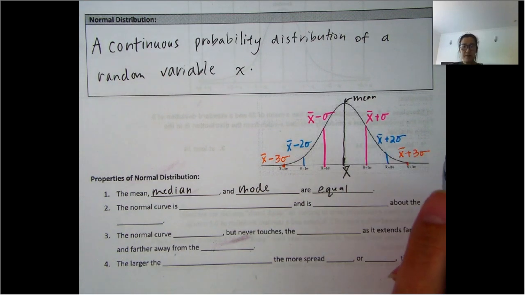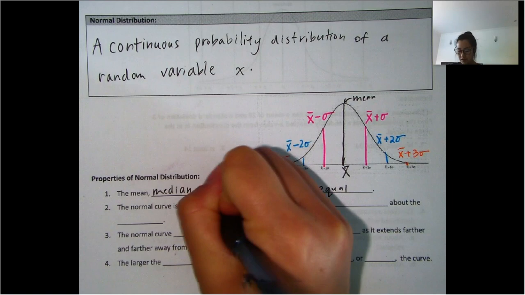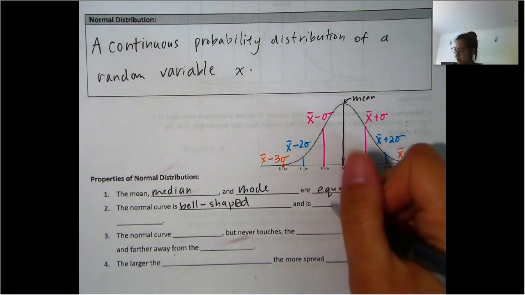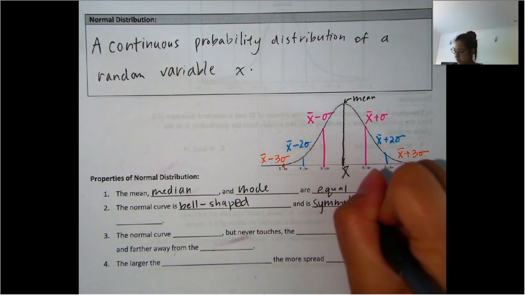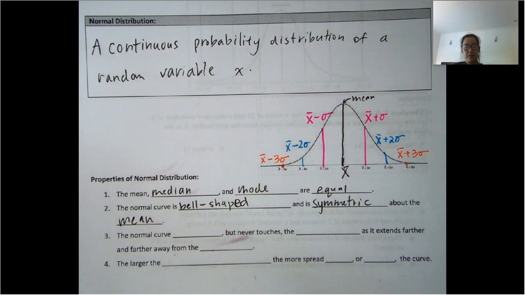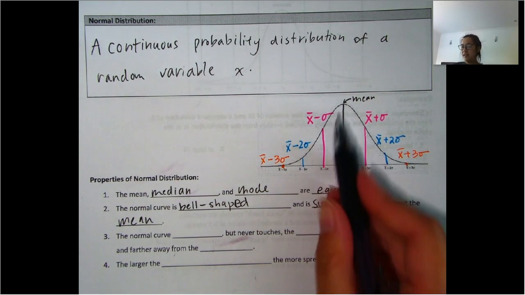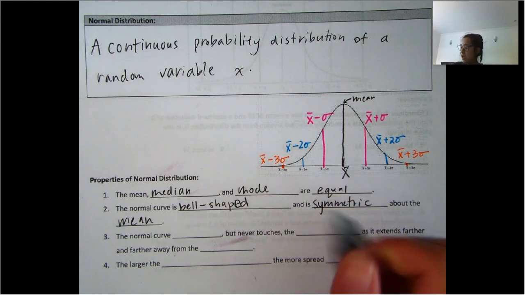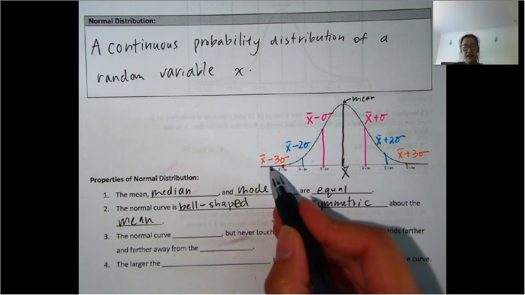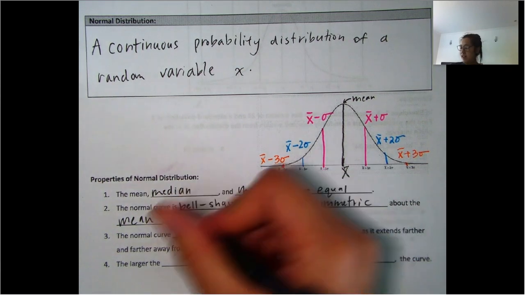The normal curve, as we've talked about, is bell-shaped, and it's also symmetrical. Symmetric about the mean, meaning that the same thing happens to the right and to the left of the mean. So this is a symmetrical graph. Okay. The normal curve approaches but never touches the x-axis. So you'll see here that it looks like it touches the x-axis, but it actually doesn't. It's more so like an asymptote. It's an asymptote. Okay.